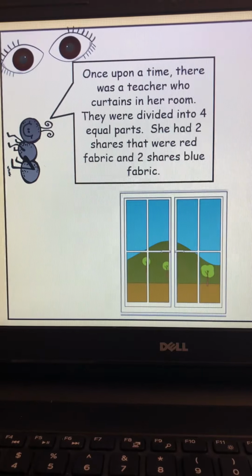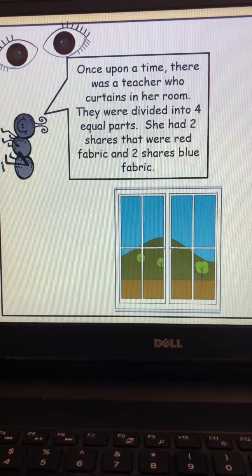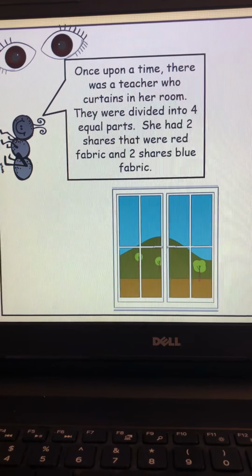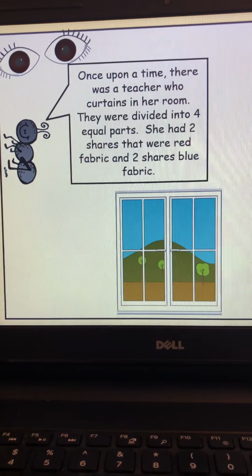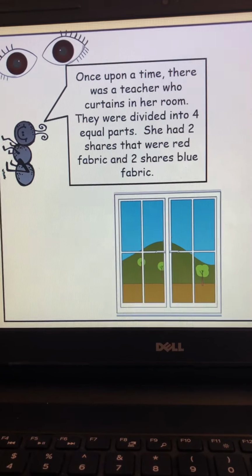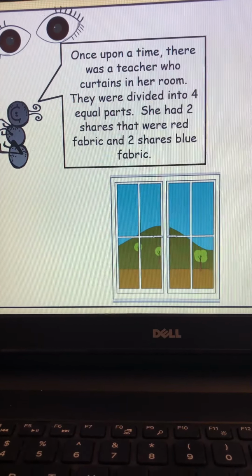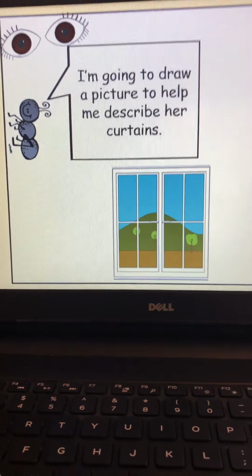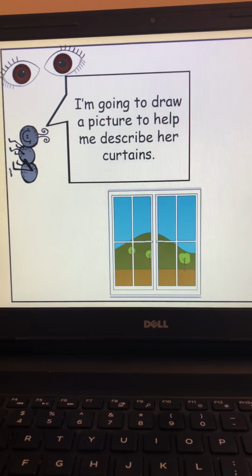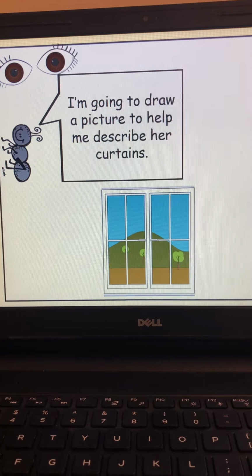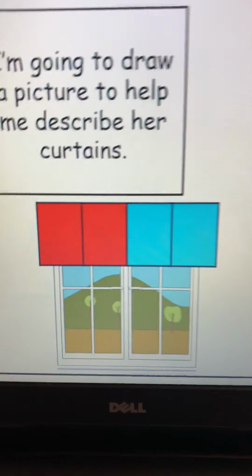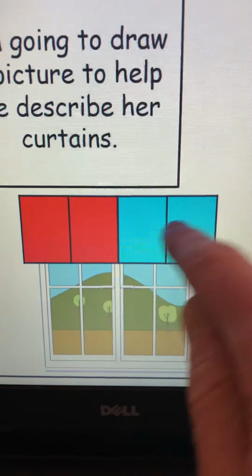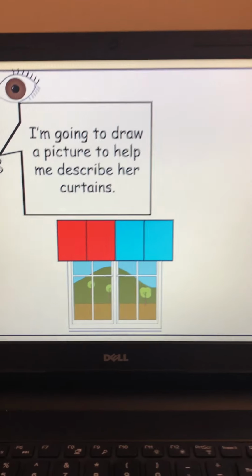Once upon a time, there was a teacher who had curtains in her room. They were divided into 4 equal parts. She had 2 shares that were red and 2 shares that were blue. So 4 curtains, 2 of them are red, 2 of them are blue. I'm going to draw a picture to help me describe her curtains. And like the problem said, notice that 2 of them are red, 2 of them are blue, and there's 4 parts total to the curtain.